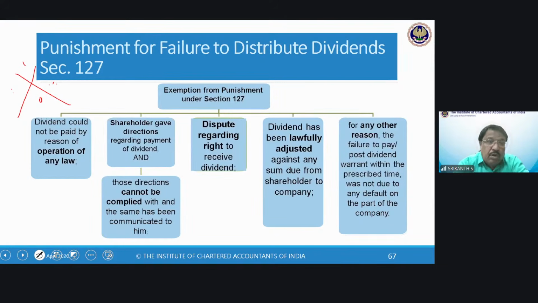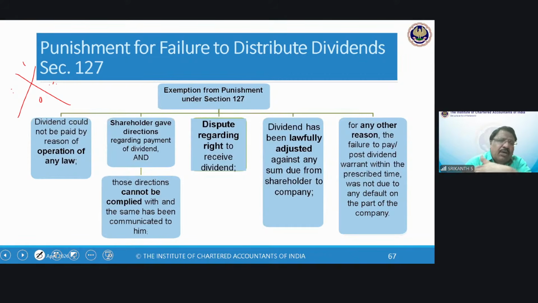So he may be a shareholder in the company. You declare the dividend. You can pay all the Indian shareholders, but to that country you cannot, because the law of India says don't pay. So he cannot be blamed, because he can say, boss, you told me not to pay, that's why I didn't pay. Operation of any law. Mostly it will be with certain countries with which our diplomatic relationships have failed.